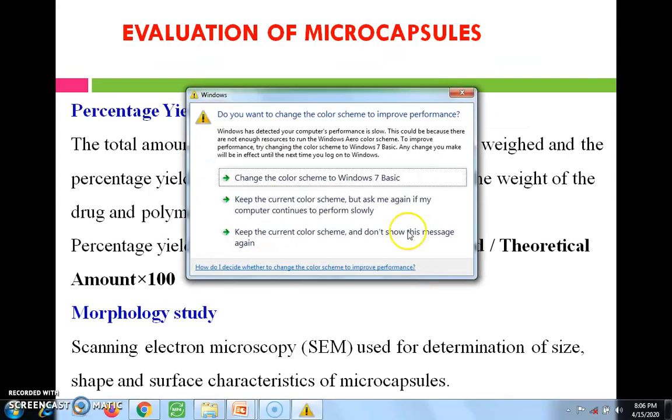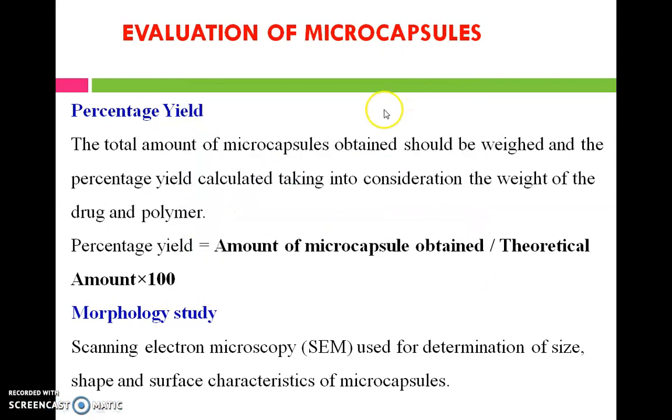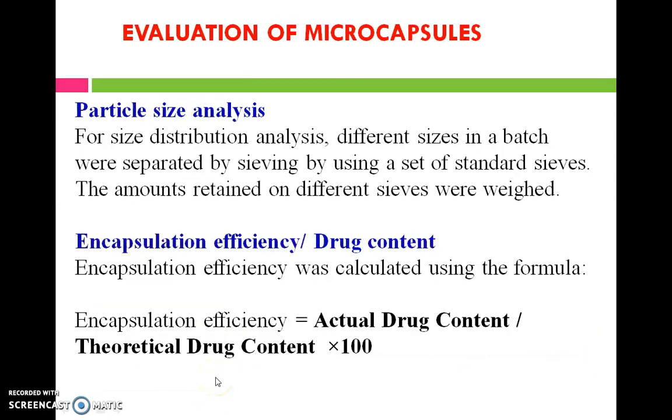Now, evaluation of microcapsules. So, first evaluation parameter is percentage yield. So how much amount of polymer and drug we are using and how much product we are getting can be calculated by percentage yield equals amount of microcapsules obtained divided by theoretical amount into 100. Morphological study can be carried out by scanning electron microscopy, which is mainly done for the surface characteristics of microcapsules. Also it can be used for the determination of size and shape.